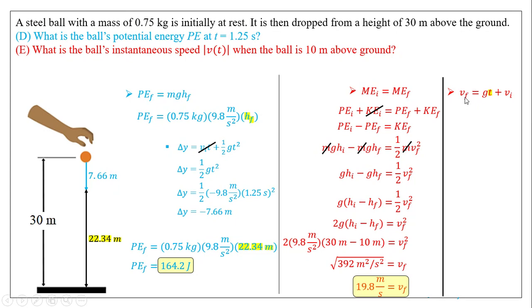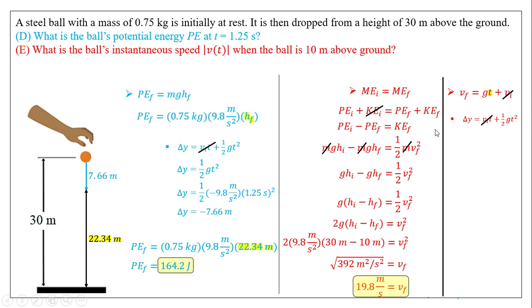We know the final velocity can be calculated using acceleration times time plus vi. Here, I'm going to cross vi out. I know g is negative 9.8, but what I don't know is how much time it took to fall 20 meters. So keep in mind, it's 10 meters above ground, which implies that it has fallen 20 meters. Otherwise, you'll get played by just looking at numbers and not knowing what they represent.